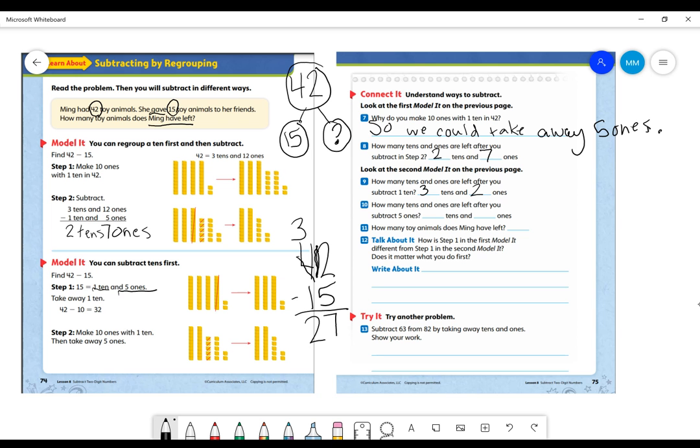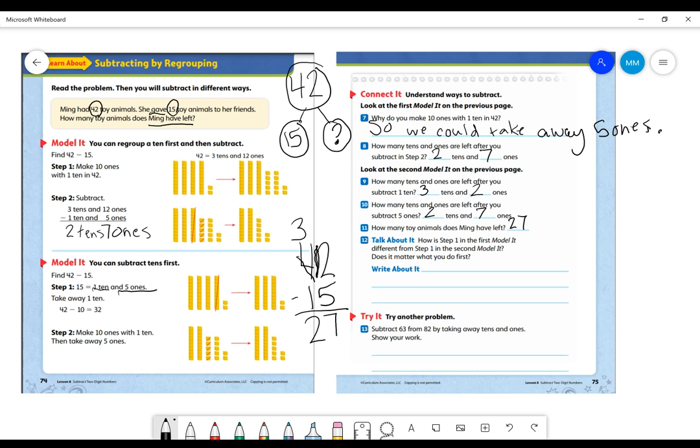So after we subtracted the 5 ones, how many tens did we have left? We had 2 tens and 7 ones. So we got the same part that was left, but it just showed different ways to do it. It said, and so now how many toys does Ming have left? She has 27 toys left.